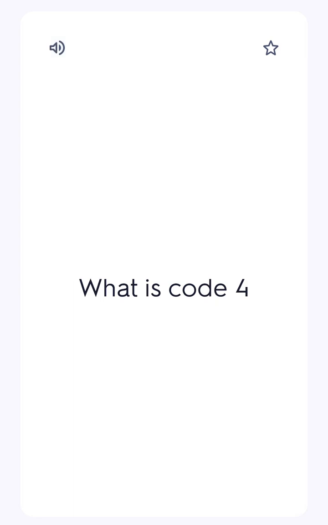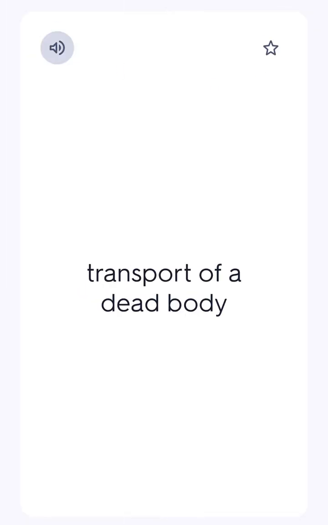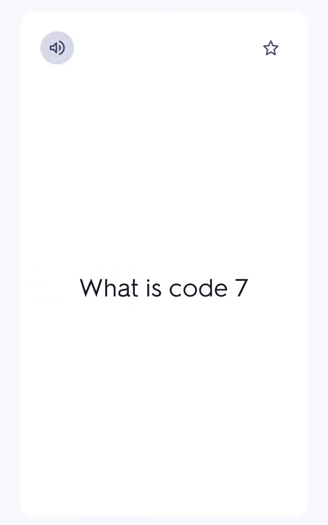What is code 4? Urgent. What is code 5? Obviously dead. What is code 6? Transport of a dead body. What is code 7? No part carry. What is code 8? Standby.